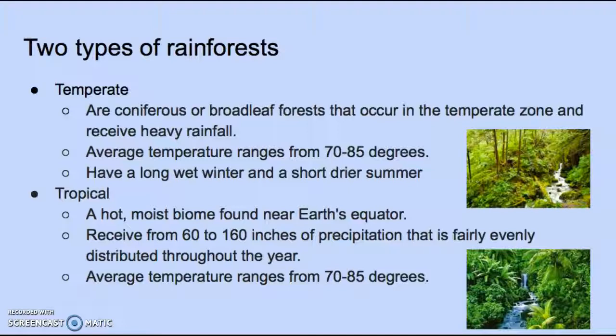The second rainforest we are going to talk about are tropical rainforests. These are hot, moist biomes found near Earth's equator. They receive anywhere from 60 to 160 inches of rain that is fairly evenly distributed throughout the year. Its average temperature ranges from 70 to 85 degrees, just like the temperate rainforest. An easy way to remember the difference between the two is temperate rainforests get cool in the winter, so think about the temperature changing, and in tropical rainforests, it is hot and moist all year long.